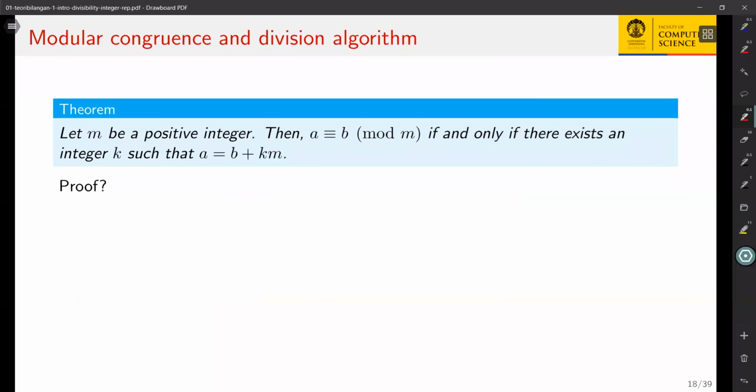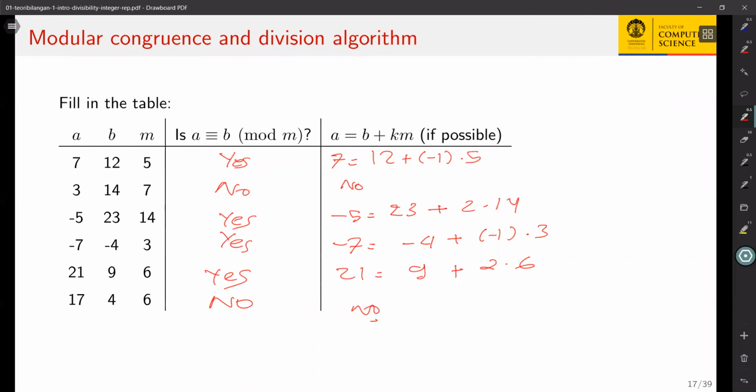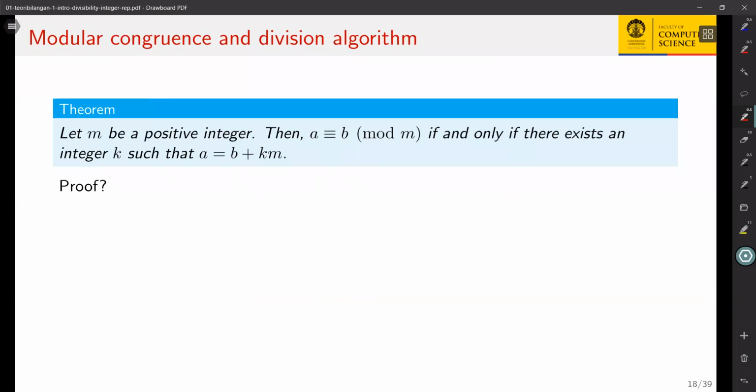Now, from this table, we understand that there is a relationship between this expression and this expression, and this is stated in this theorem. So this theorem says that A is congruent to B modulo M if and only if there exists an integer k such that A is equal to B plus kM.